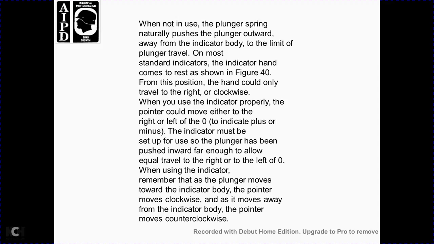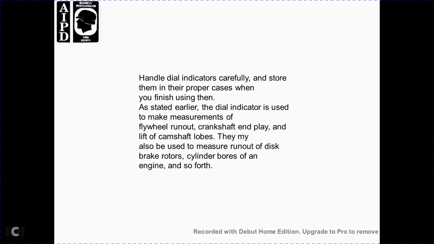On the most standard indicators, the rest position of the hand, as shown in figure 44, could only allow travel clockwise. For proper indication, the pointer should be able to move either right or left of the 0, indicating plus or minus. The indicator must be set up with the plunger pushed inward enough to allow enough travel to the right or left of 0. Remember, when the plunger moves toward the indicator body, the pointer moves clockwise, and when it moves away from the indicator body, the pointer moves counterclockwise.